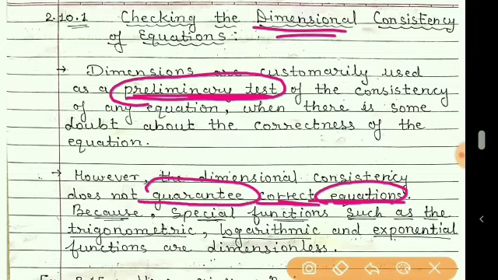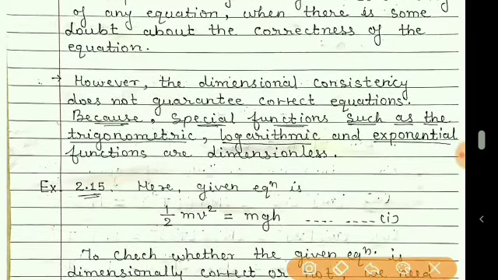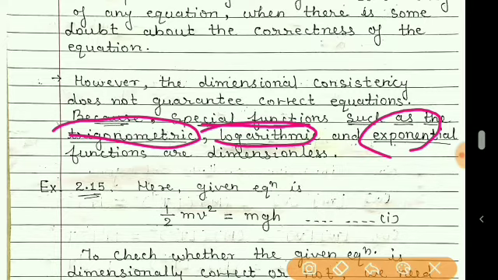Now why does it not give any guarantee? It is because in some equations there are special functions such as trigonometric, logarithmic, and even exponential functions, and even some constants are also there in a formula. So this analysis does not give any information for such things.